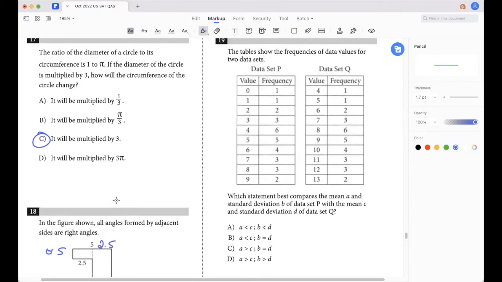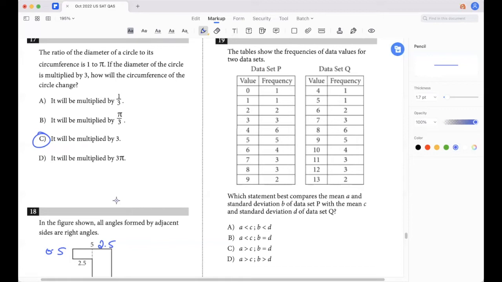The table shows the frequencies of data values for two data sets. Okay. Which statement best compares the mean and the standard deviation of the data set with mean and standard deviation of data set? Okay. So 1, 1, 2, 3, 6, 5, 4, 3, 3, 2. Okay. So the data set Q has higher values, right?